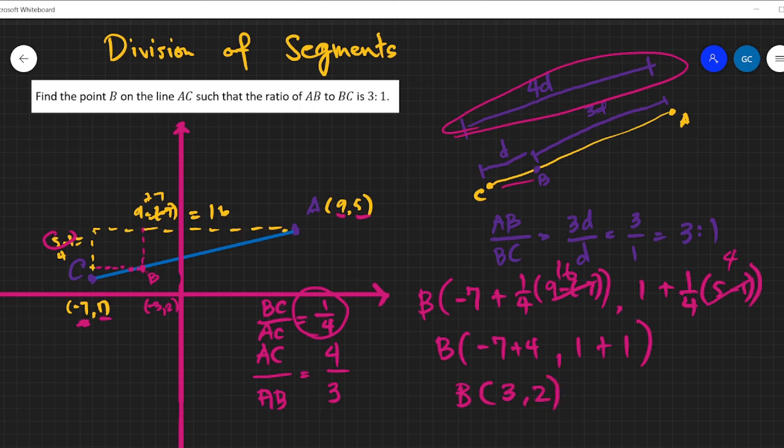So in here, class, we actually showed how we can determine an unknown point from a certain line segment with a certain ratio. So in that, we have here our point B, which is 3, 2.